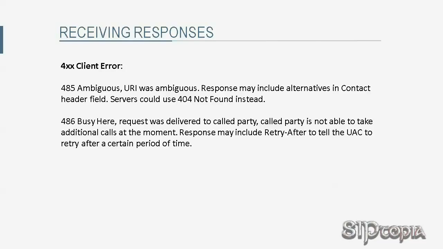486 Busy Here indicates that the request was delivered to the called party successfully, but the called party is not able to take additional calls at the moment. This response may include a Retry-After header field to tell the UAC to retry after a certain period of time. Obviously, if Jane is on a call and she has no voicemail coverage, when Tarzan calls Jane, he may receive a 486 Busy Here response.